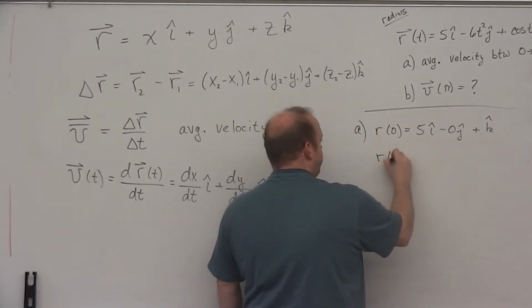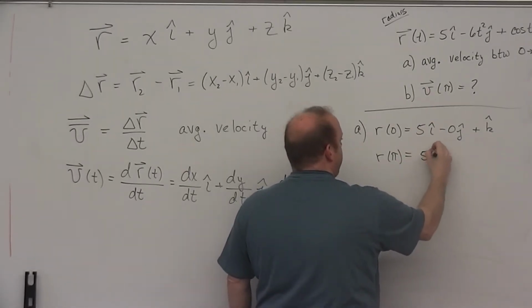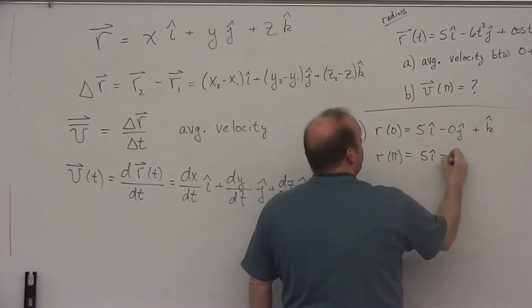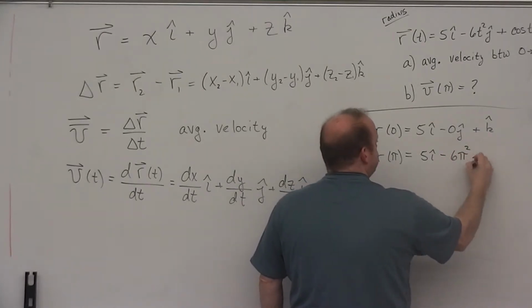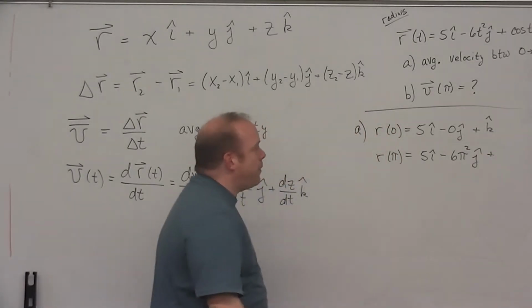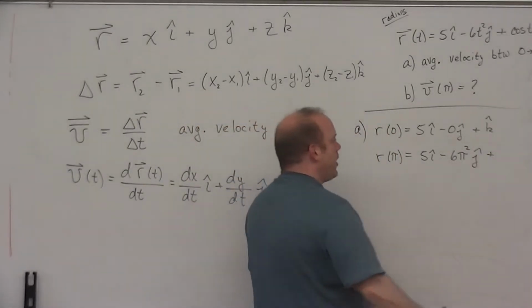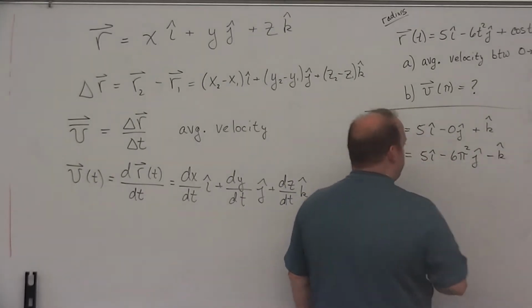R of pi is equal to 5 i hat minus 6 pi squared j hat plus cosine of pi, which will be negative 1, so I should make that a minus k hat.